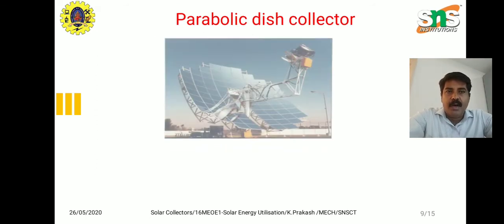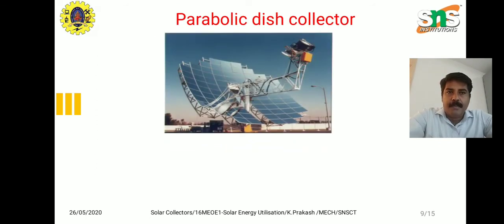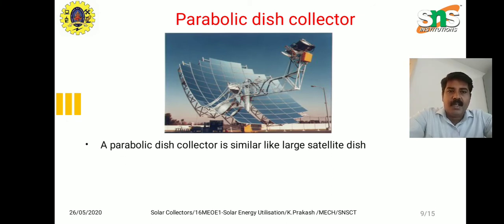And if you go for the dish collector, this is a common example, a dish. For better understanding, if we go to our terrace, nowadays we are using Sun Direct to view the videos. Sun TV, we are using Sun Direct. The same setup is the principle behind this. Here a dish collector is there and then a receiver is there.